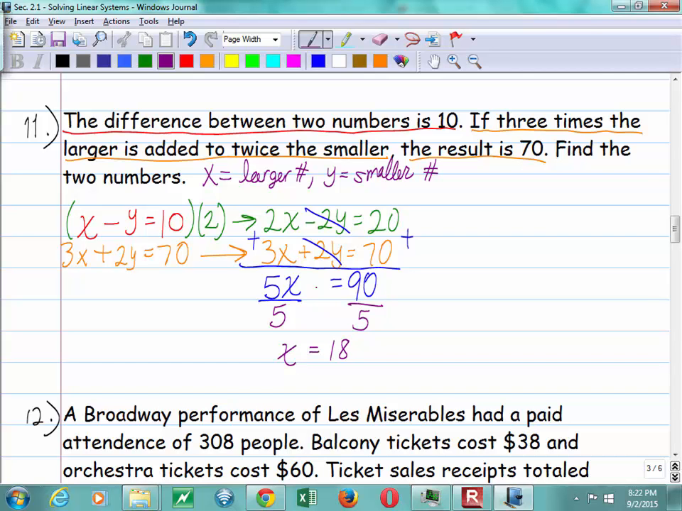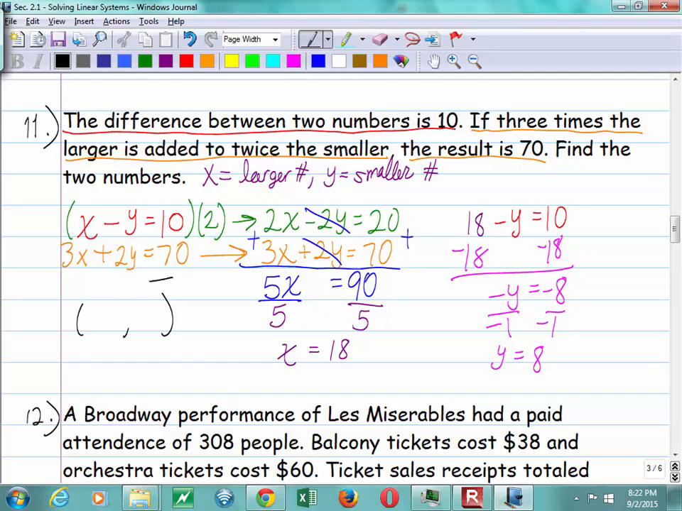And now that I know x is equal to 18, I'm just going to plug that back into my first equation, which said 18 minus y equals 10. And so subtract 18 from both sides. Negative y equals negative 8. Divide both sides by negative 1, so y is equal to 8. So the two numbers are 18 and 8.